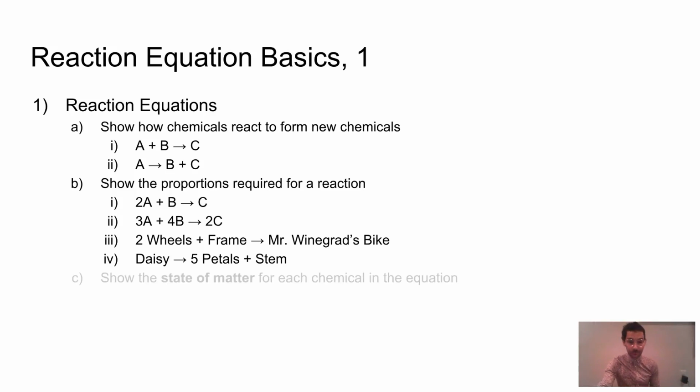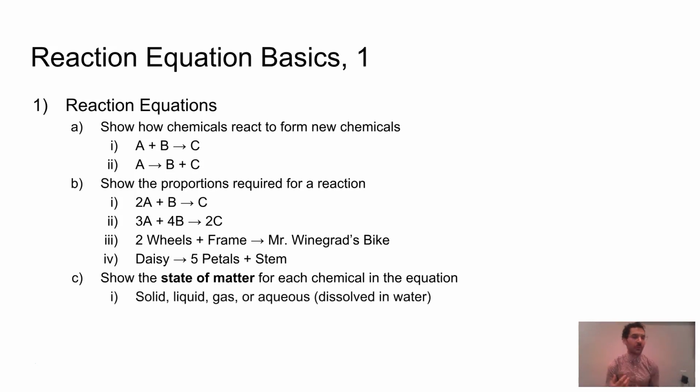Another important thing that's going to be shown in our chemical reactions is the state of matter for each chemical in that equation. We're going to want to know if chemicals are solids, liquids, or gases, or maybe aqueous, meaning dissolved in water, during a reaction. It's important to know if you need a gas for a reaction to occur, particularly if you only have stuff in solid form, you're going to have to turn it into a gas to make that reaction go. So we need to know the state of matter.